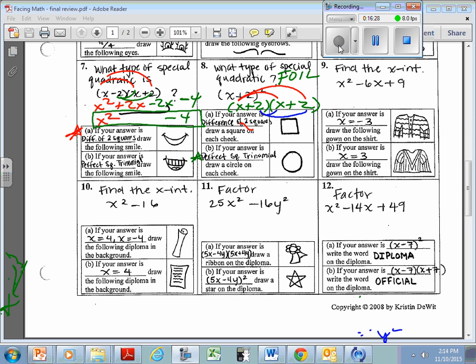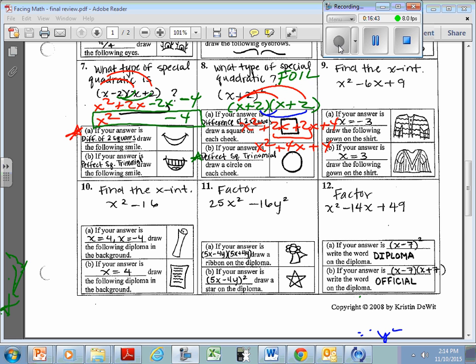X times x is an x squared. X times 2 is a 2x. 2 times x is a 2x. 2 times 2 is a 4. Middle part, guess what? You become a 4x. The end, you're a 4. The beginning, you're an x squared.